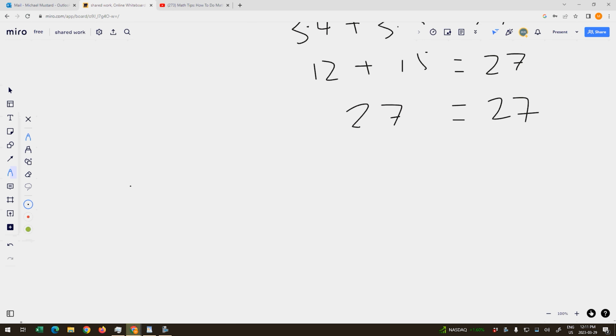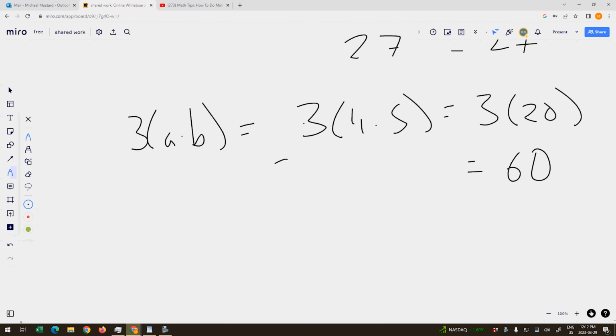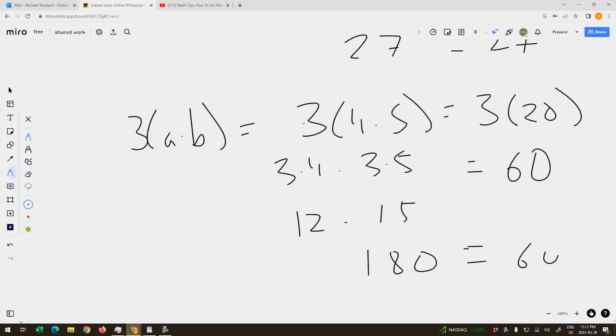Let's try the same thing with multiplication. If I have 3 times ab, that would be the same as 3 times 4 times 5, which would be the same as 3 times 20, which is 60. Okay. If I distribute in this case 3 times 4 times 3 times 5, I would have 12 times 15, which would be 180, which is not 60. So you can see clearly this does not work, which is why we don't distribute in this situation.